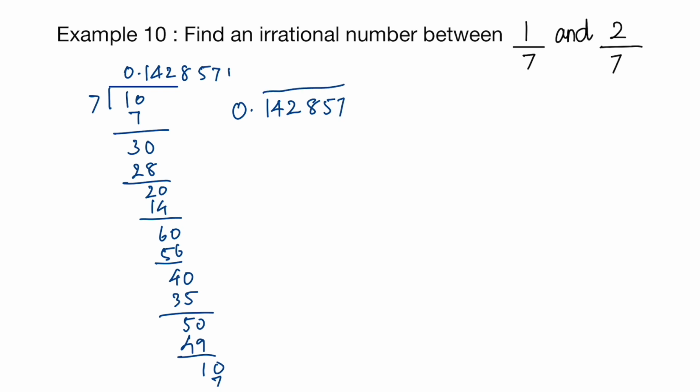0.142857, the whole bar, right? So this block keeps on repeating, 0.142857. Now this is the value of 1 by 7. Now how do we find the value of 2 by 7?